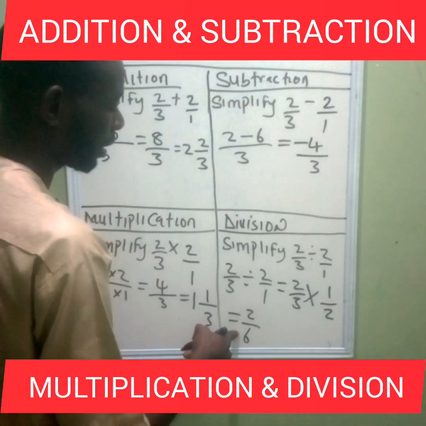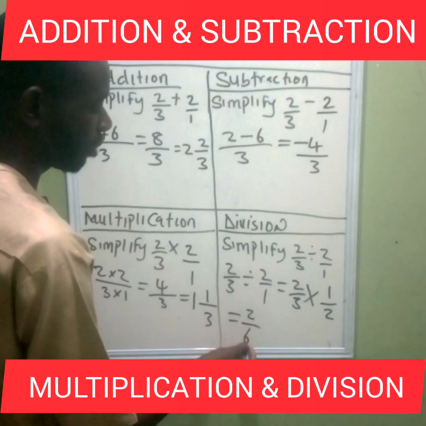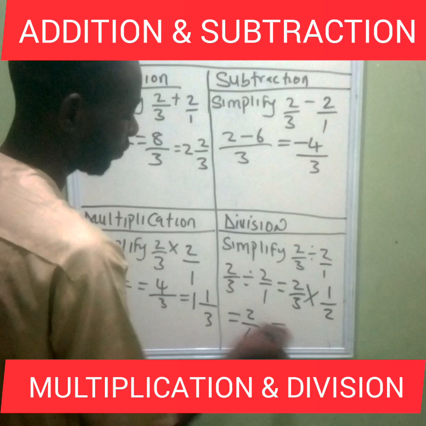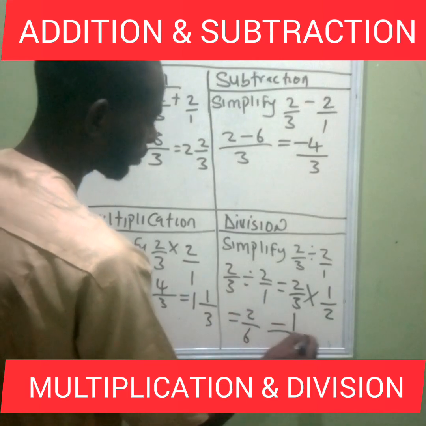We cannot leave our answer like this. Why? 2 can divide 2, and 2 can divide 6. So what do we have? 2 divided by 2 is 1, and 6 divided by 2 is 3.